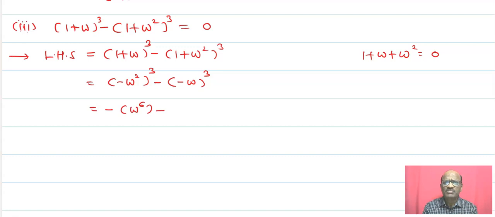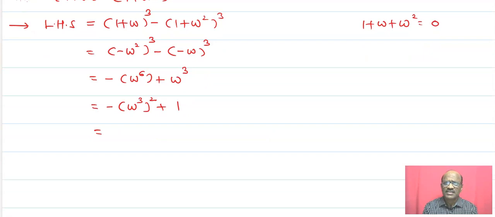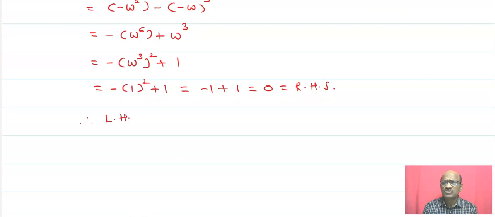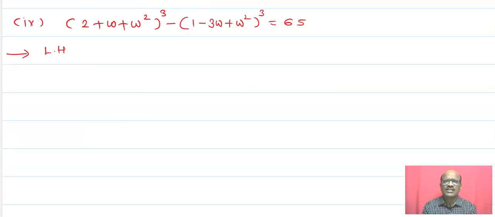And what is the value of 1 plus omega square? It becomes minus omega. If you substitute, that is minus omega square bracket raised to 3, it is minus omega raised to 6. And minus omega bracket cube is minus omega cube, and minus minus becomes plus, and that's why you are getting the value, that is minus 1 plus 1, that is equal to 0, which is the RHS. Therefore LHS is equal to the RHS.